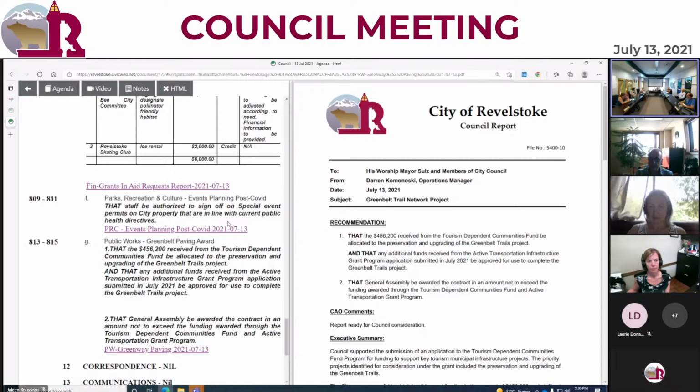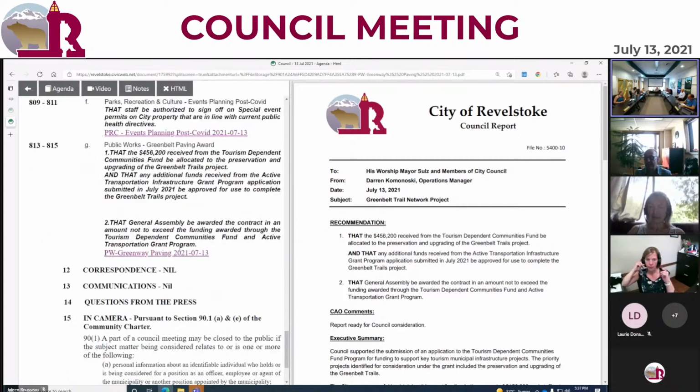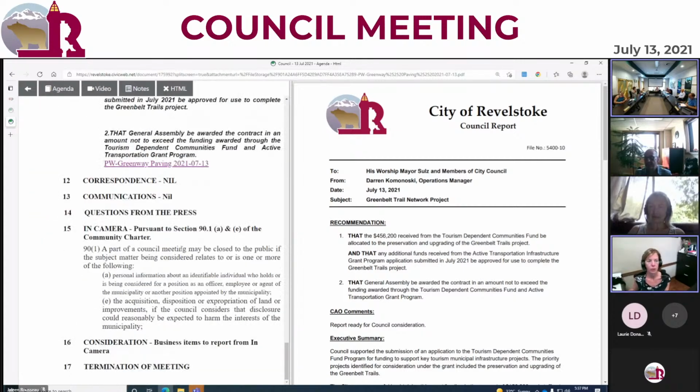I'll ask the question. All those in favor? Opposed? Note that Councillor Palmer and Councillor Elliott are opposed, and the balance of council are in favor. Motion is carried. Thank you. Thank you, Mr. Kolanowski, Ms. Braun. Appreciate your input. Ms. Floyd, any questions from the press? No, we have not received any questions from the press, Your Worship.